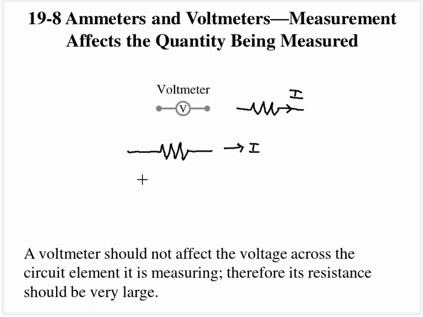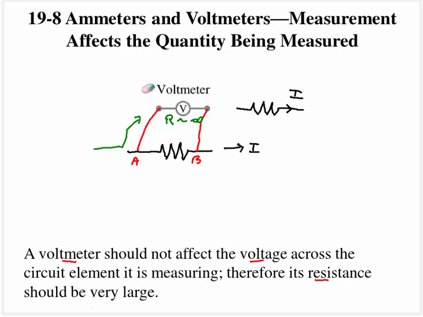Now, voltmeters are actually going to be the exact opposite. You don't want the voltmeter to affect the voltage across the circuit element. So you're going to hook it up in parallel, and you don't want current to flow through it, and so the resistance must be very large. So here I want to measure the potential from A to B. I hook a voltmeter across it. I don't want the current to take that path right there, so I'm going to say that the resistance is approaching infinity.